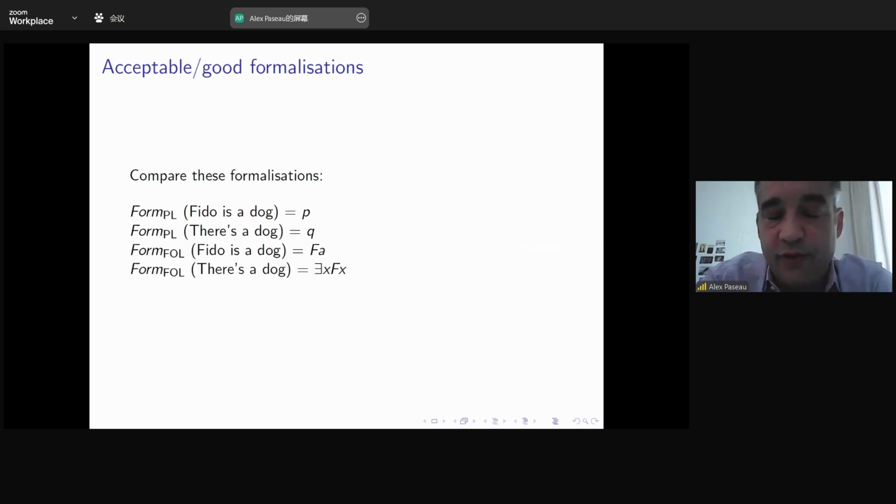And then in first order logic, they formalize Fido as a dog as Fa, and there's a dog as there's an x such that Fx. You think, great, this student has understood the exercise, and you tick it. You check it, it's correct. They've understood how to formalize these simple sentences into these logics.